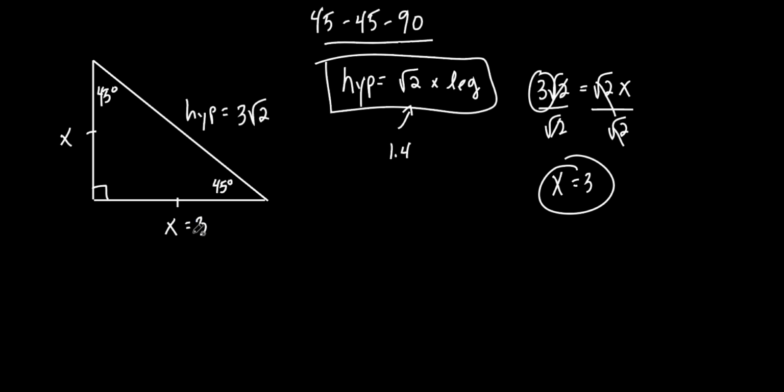And it should. If I started off with a 3 and I got 3 square root of 2, if I was told that this was 3 square root of 2, I should end up with this being a 3, correct? So if this is 3, what's this one going to be? That's going to be 3 as well.